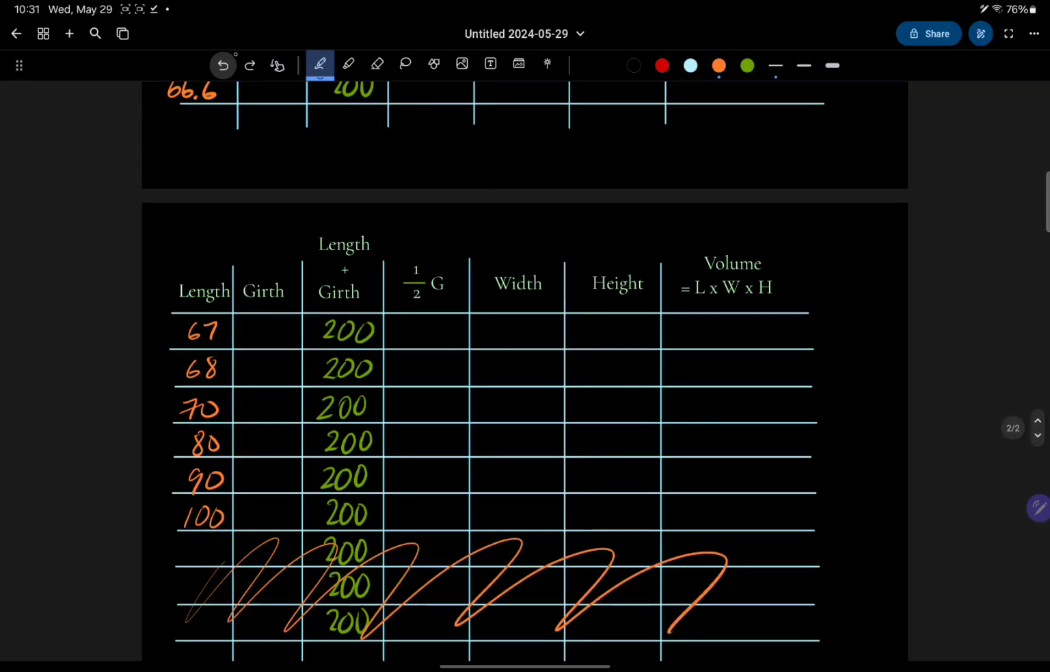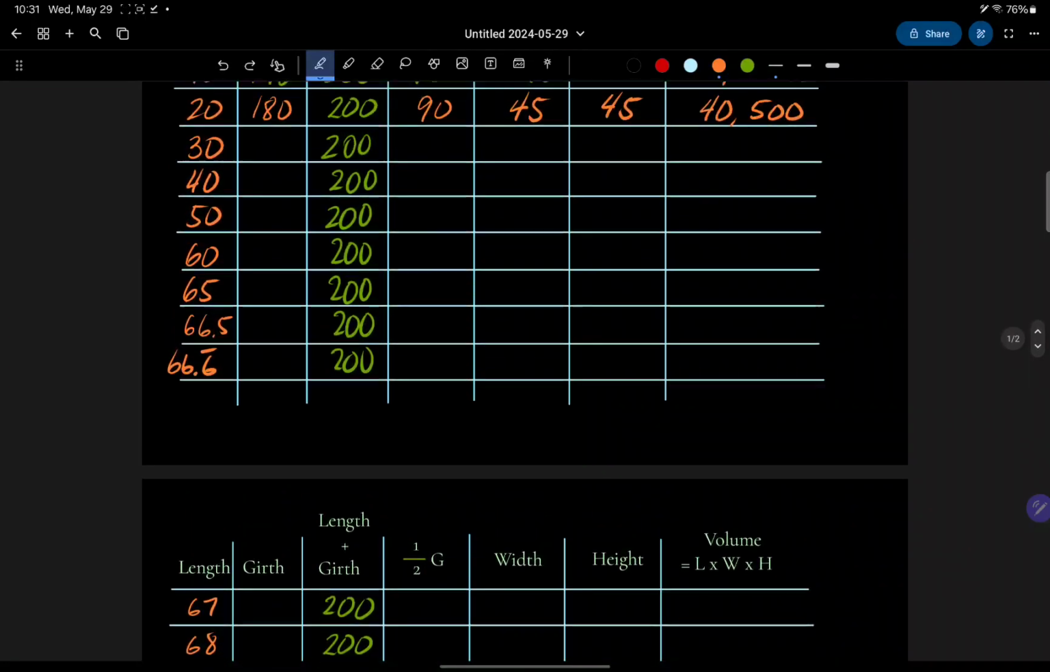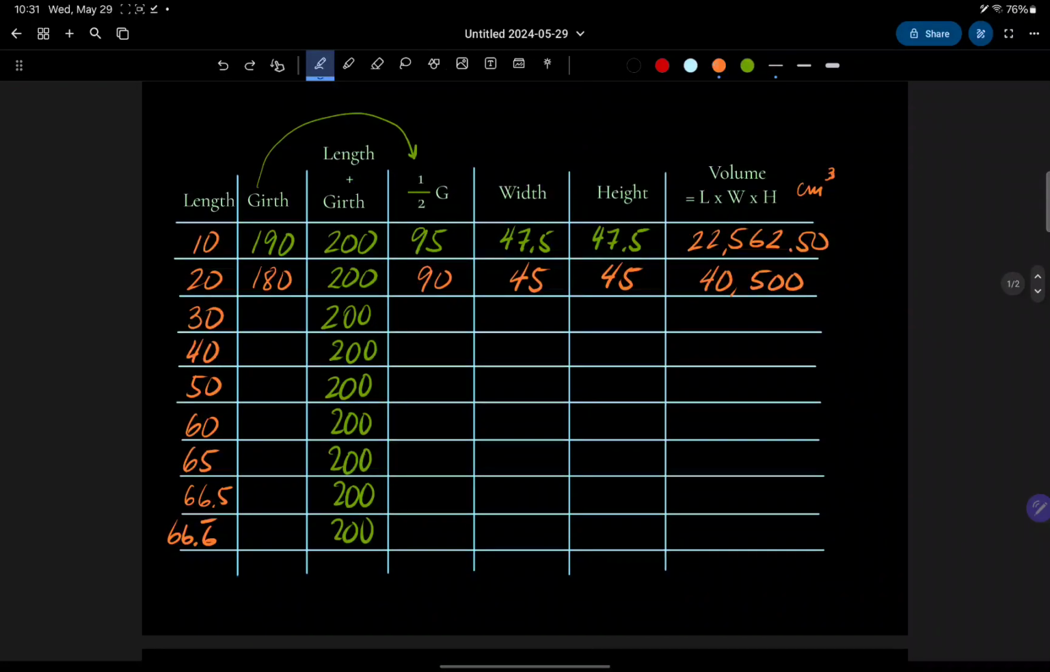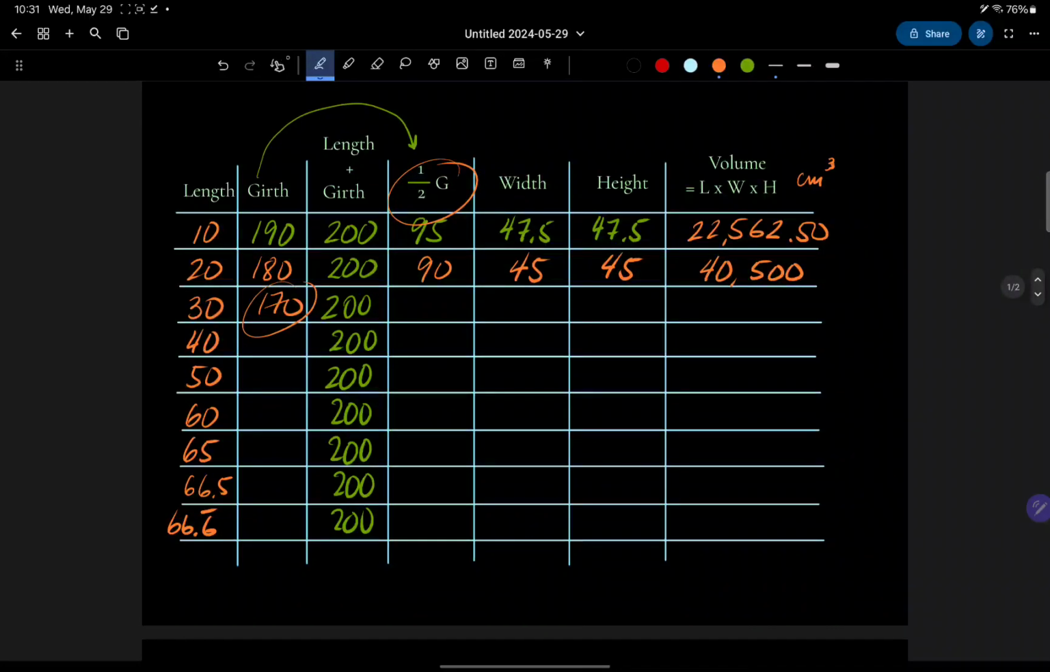Now let's go back to the top here and continue. 200 minus 30 is 170. And 170 divided by 2, so half of 170 is 85. And 85 divided by 2 is 42.5. That goes here. And the other 42.5 goes here. Multiplying length times width times height, we get a volume of 54,187.50.